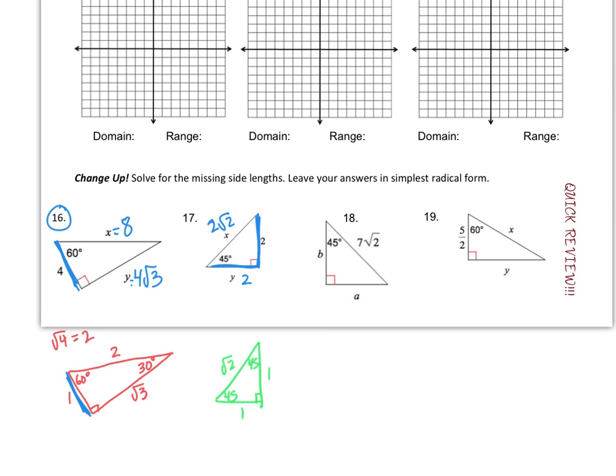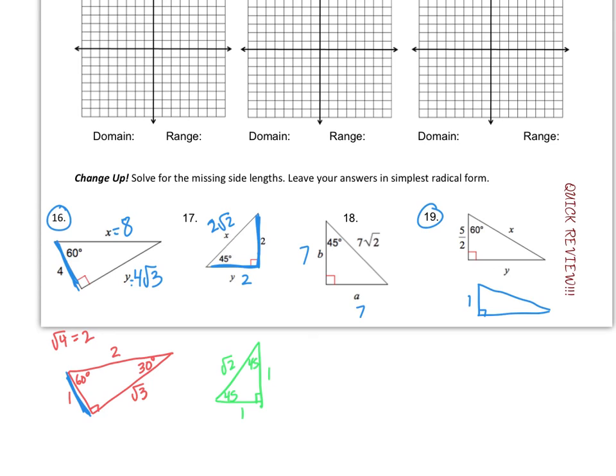Now I'm going to let you work the other two. No, I'm going to go ahead and help you with those because they asked me about number 19 in class. So this one, if this is 7 square root of 2, this must be 7, and this must be 7. Since this one looks a little different, let's draw it out and make it match.